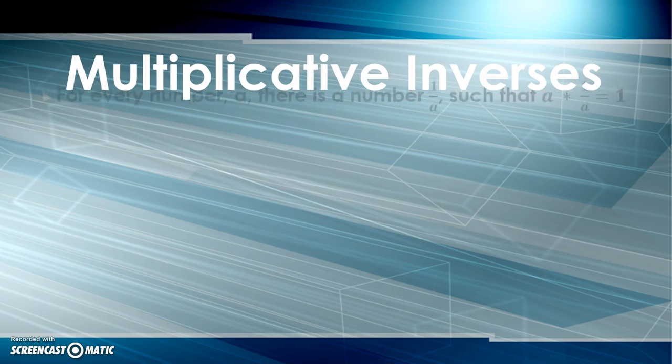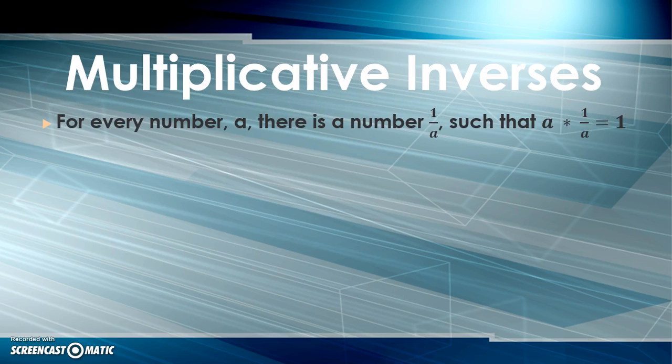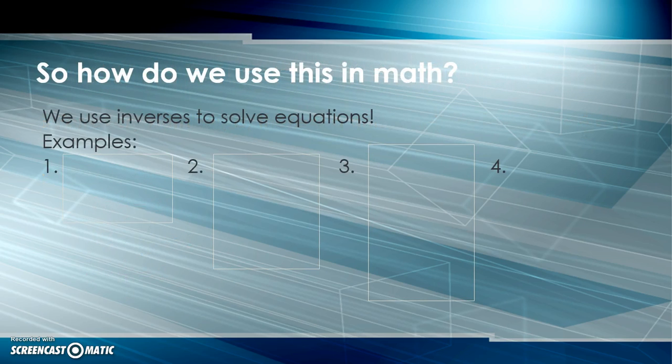For multiplicative inverses, that means that for every number a, there is a number 1 over a such that a times 1 over a equals 1. So here are some examples. 4 times 1 over 4 is equal to 1. 3.5 times 1 over 3.5 is equal to 1. 1/2 times 1 over 1/2 is equal to 1.